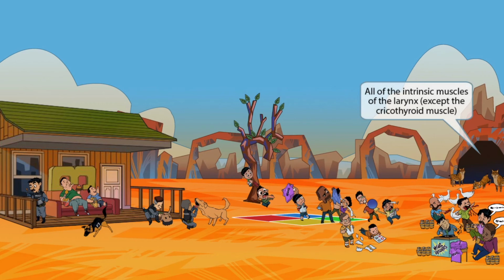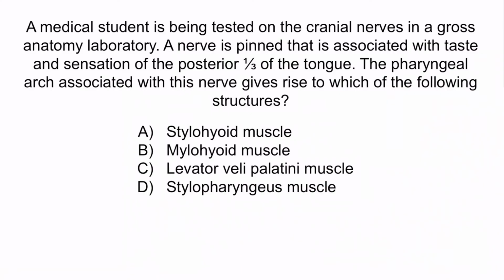All right, now that we've covered all of the information, let's review with a question. A medical student is being tested on the cranial nerves in a gross anatomy laboratory. A nerve is pinned that is associated with taste and sensation of the posterior one-third of the tongue. The pharyngeal arch associated with this nerve gives rise to which of the following structures? A. Stylohyoid muscle, B. Mylohyoid muscle, C. Levator veli palatini muscle, or D. Stylopharyngeus muscle.